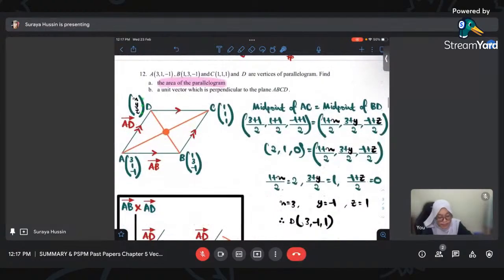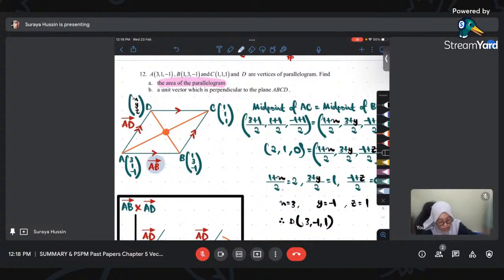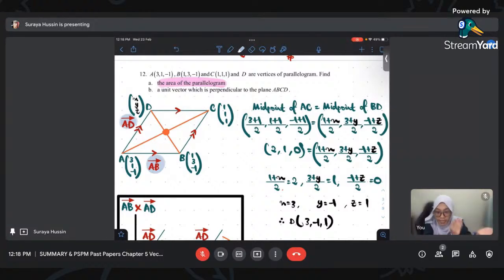Miss, kenapa Miss nak cari AB and AD? Kenapa Miss tak nak cari yang lain? Tak boleh ke? Miss tak boleh cari yang lain ke untuk cari area of parallelogram? Boleh, bukan tak boleh. Tapi ni cara Miss. You can use your own way and discover it yourself. Tengok dapat jawapan ke tak.